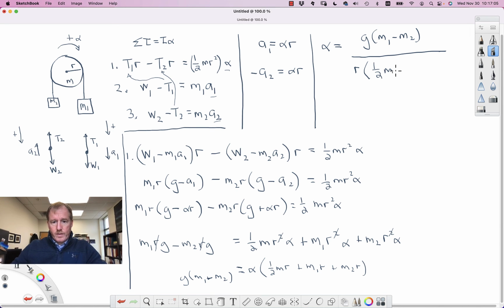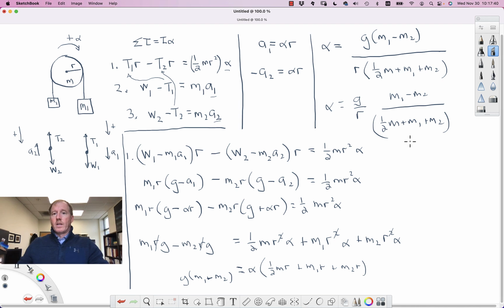All right, I'm going to keep going. Assume I got it right. 1/2 mr, I don't think I got it right. Plus m1 plus, I bet I did, m2, like that. All right, and then I can say that the angular acceleration is g over r times this factor, m1 minus m2, I got this right, times 1/2 m plus m1 plus m2.